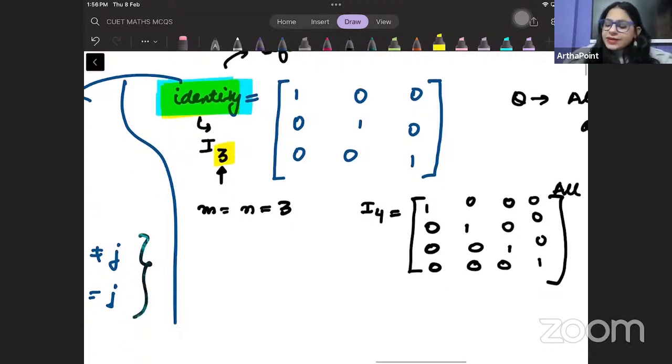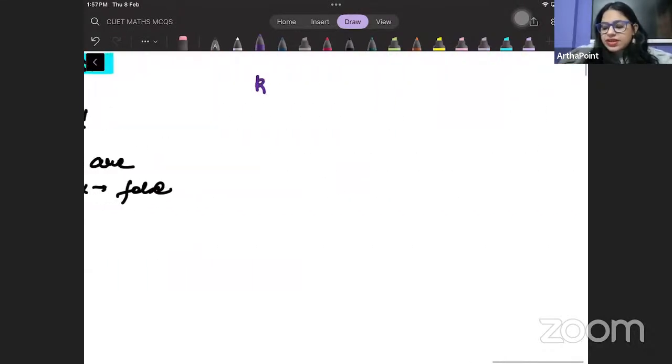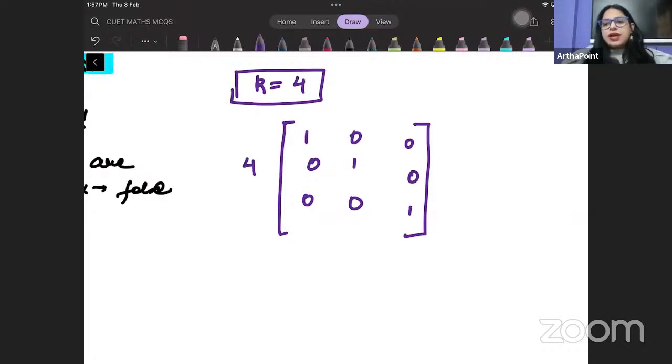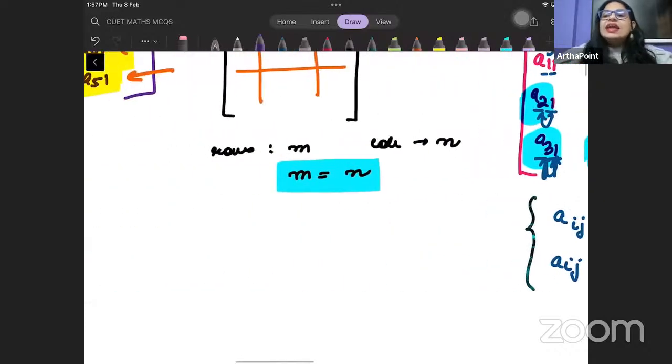Now, when we talk about a scalar matrix, scalar means that your identity matrix is scaled by some number. So suppose I tell you that k is equal to 4, it means that I am scaling my identity matrix, 1 1 1 on the diagonal and 0 elsewhere, by multiplying it by 4 throughout. So each element will get multiplied with 4. So I have just scaled that matrix.